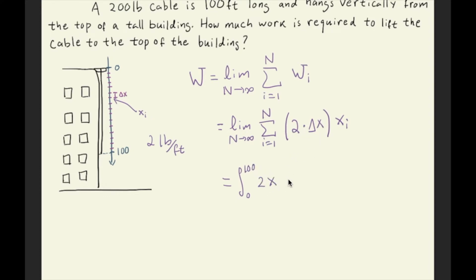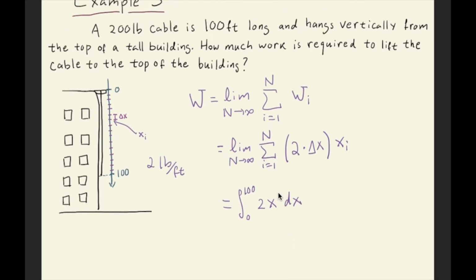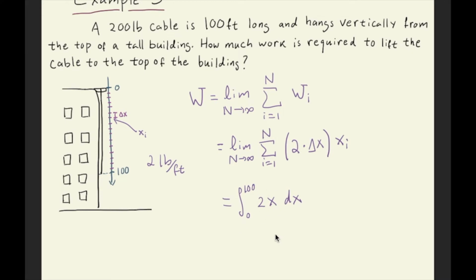2x, and the delta x turns into dx. So we're not using the formula integral of a force. You just have to think through the problem, and the integral naturally arises. The thing you should think about is that different pieces of the cable will travel different amounts. So every different piece will require a different amount of work. So you chop it up and you sum all the amounts of work needed for the different pieces.